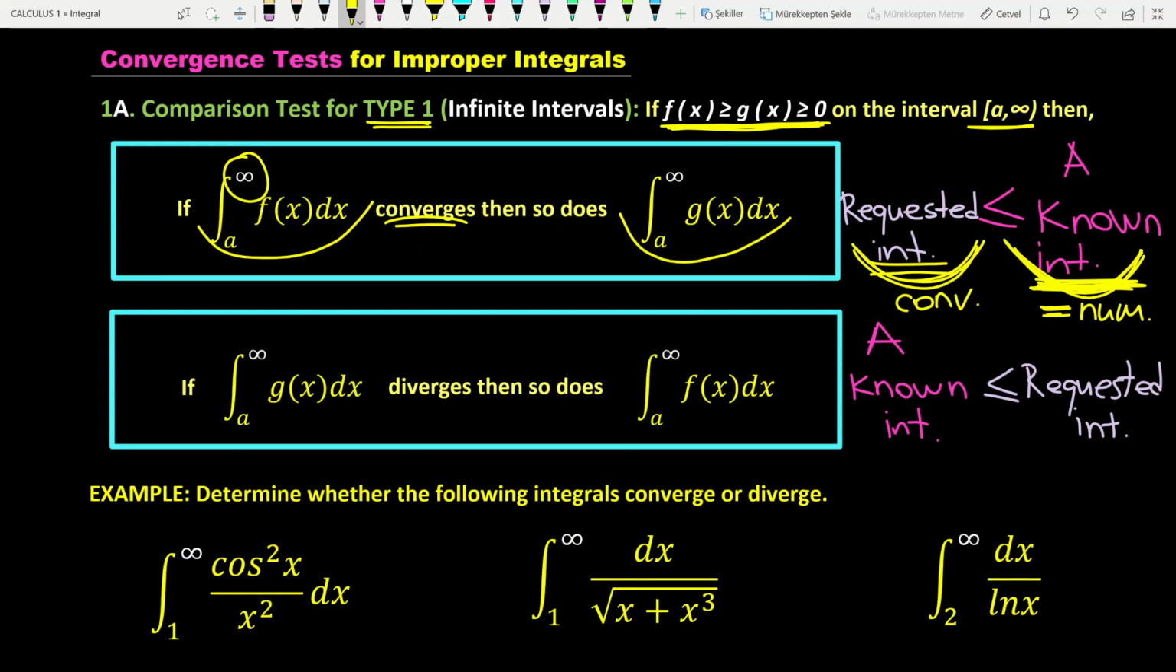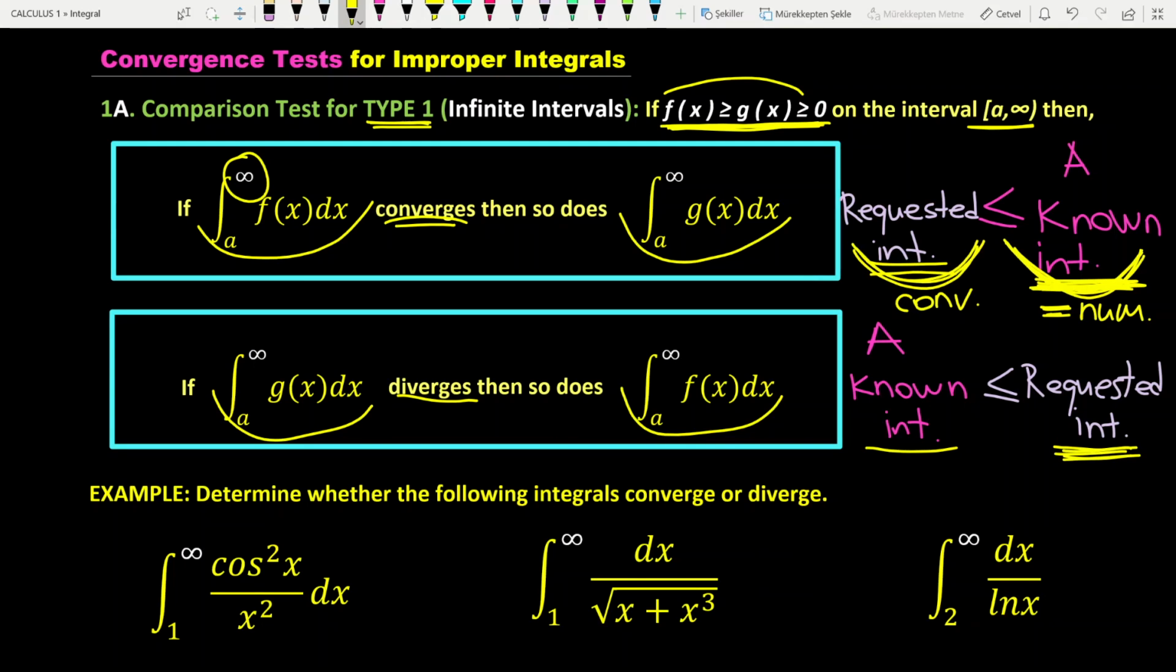Let's look at the second case. Again, considering all these inequalities, if the improper integral of g diverges, then the improper integral of f must be divergent. Again, we have a known improper integral. We know the convergence of this, and we have an improper integral in the question that it is requested to find.